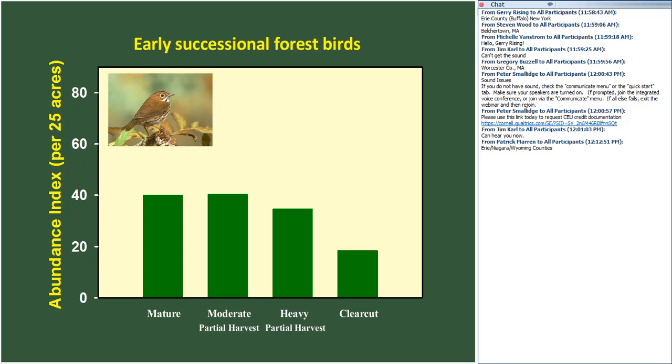Then they looked at mature forest birds, those birds that in the past have been known to occur or thought to prefer mature forest conditions, birds like the ovenbird, for example. And interestingly, they were most abundant in mature forests. They were equally abundant in moderate partial harvest, where some of the canopy was removed. They still remained fairly abundant in heavy partial harvest, where quite a bit of the canopy was removed. And they were present, again, to some degree in clear cuts. So that was kind of an interesting finding.